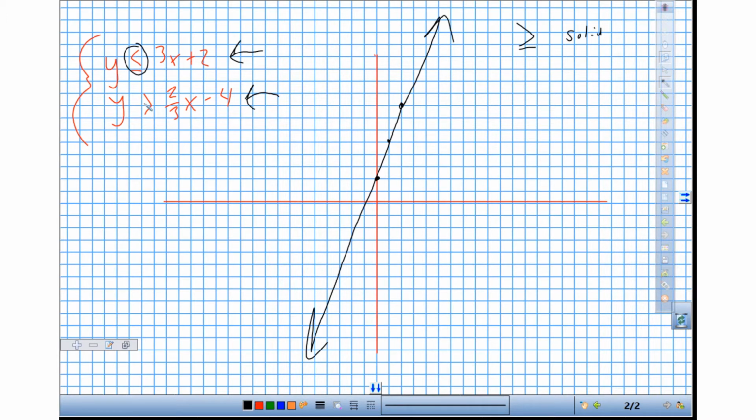But if you look down here, when we get to this next one, it doesn't have that equals to sign underneath. So we're going to take a look at it in a second. Let's go ahead and graph the second one. The second one starts at -4, 1, 2, 3, 4, and it goes up 2 over 3.